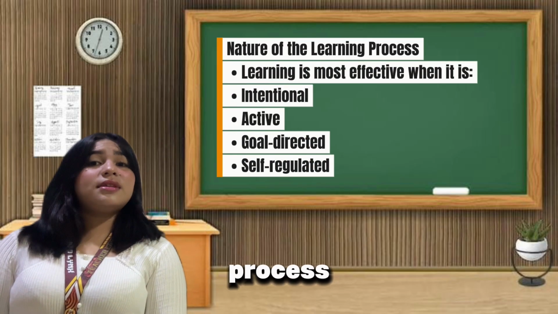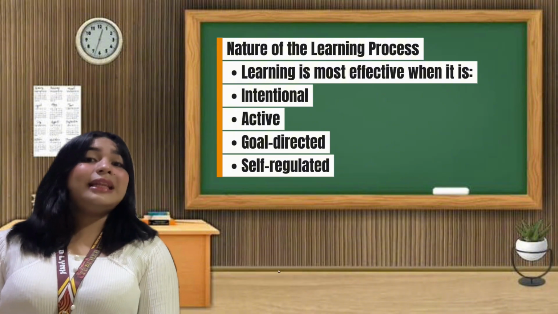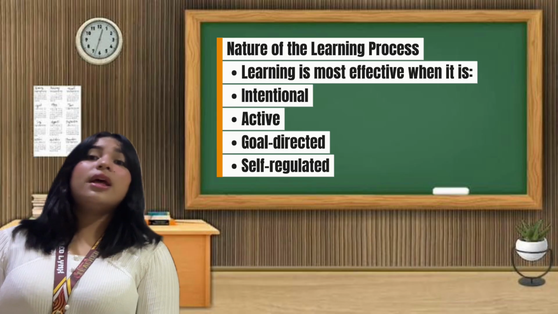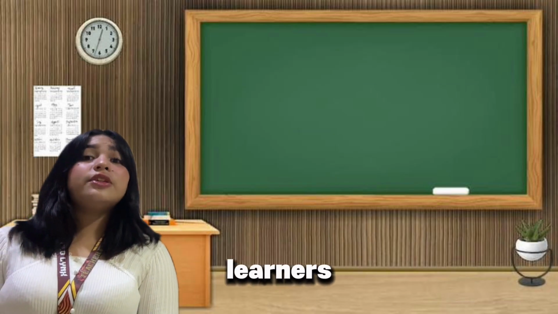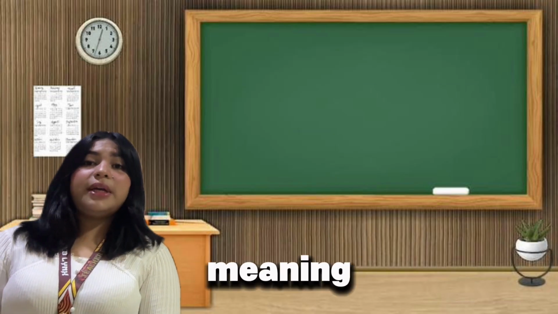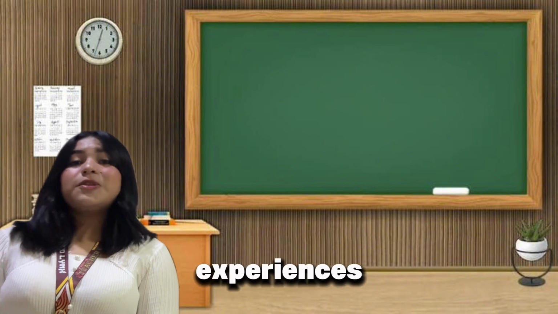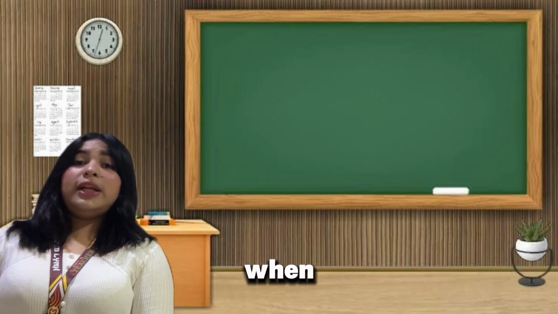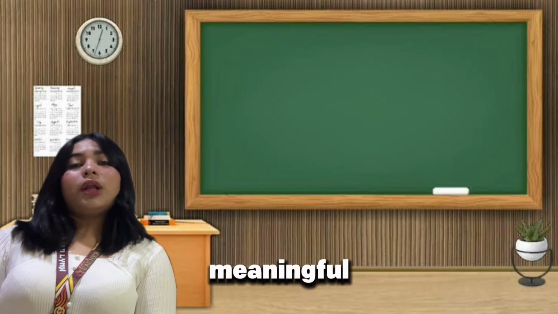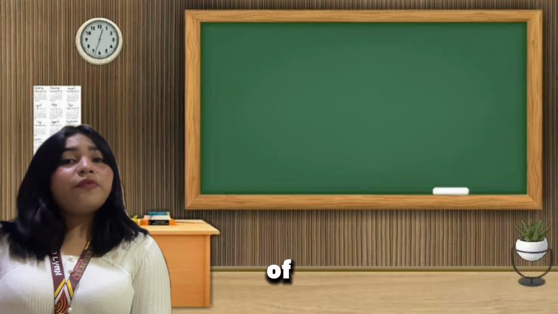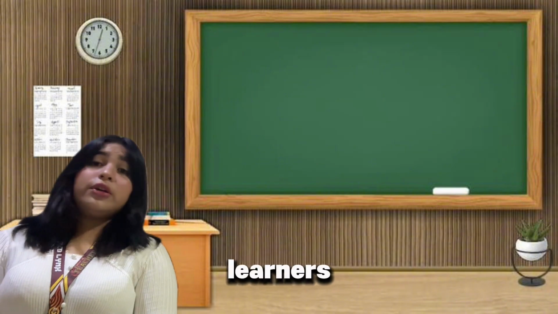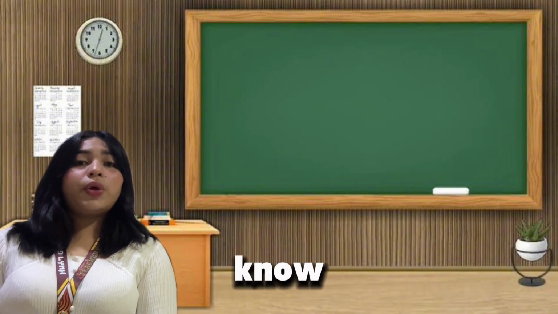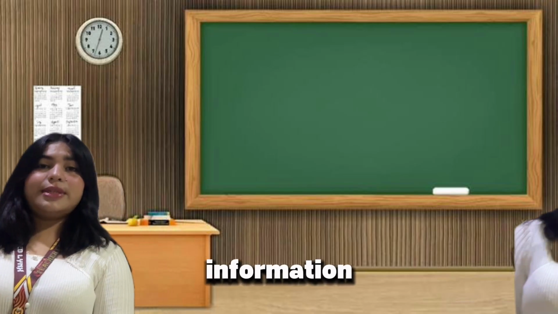The learning process is most effective when it is intentional, active, goal-directed, and self-regulated, where learners must construct meaning from knowledge, experiences, and beliefs. Learning works best when it is intentional and meaningful. Instead of memorizing facts, learners should actively build connections between what they know and new information.